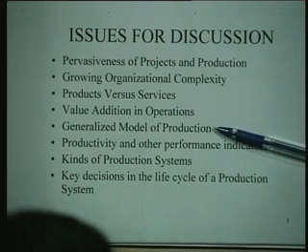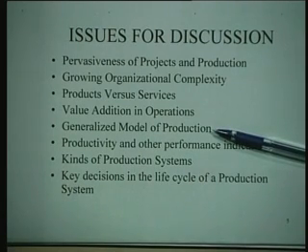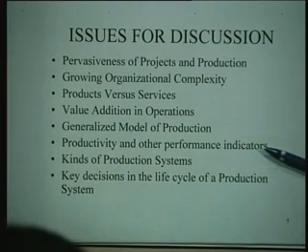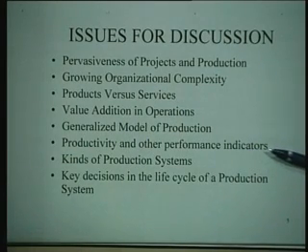Then we will also talk about a generalized model of production to give you a basic idea about how production really takes place and what the major parameters involved in production are. Because if a production manager has to manage his factory, he must be aware of what exactly he has to do, what the controls are, and how he can control the entire production system. And then after this generalized model of production, we will talk about some performance indicators of a production system.